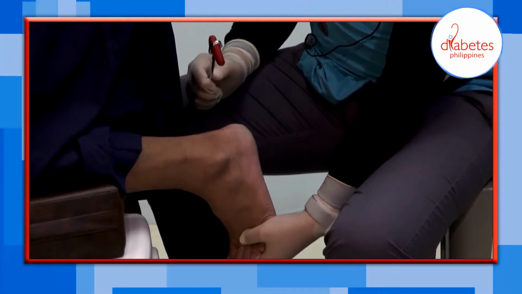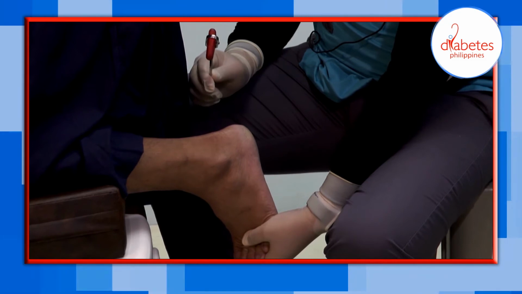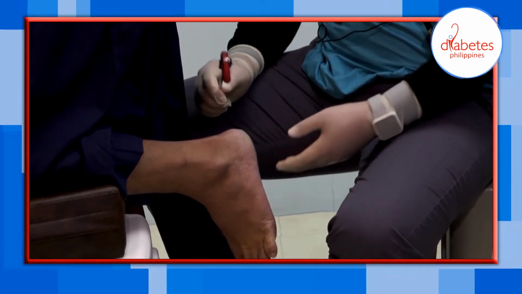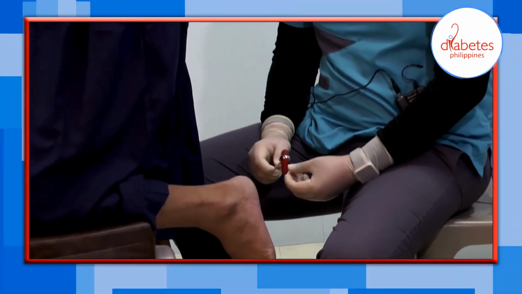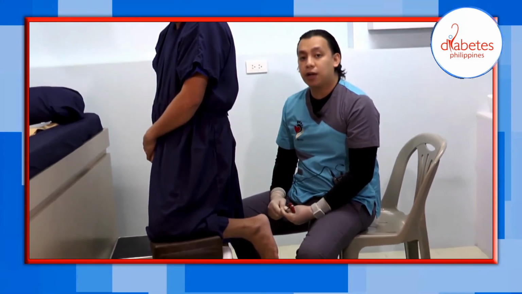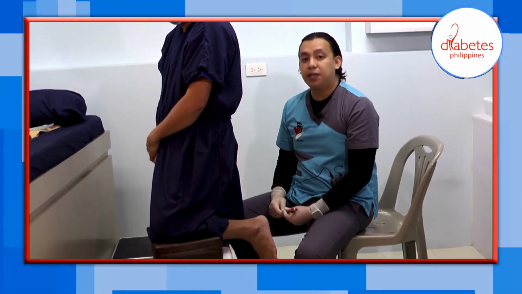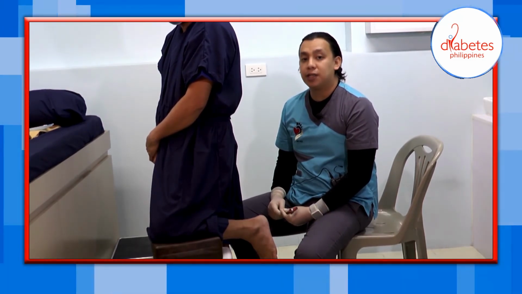Okay, so in this case, the patient has a positive result for the deep tendon reflex. Now, with those three, the monofilament testing, the pinprick sensation, the tuning fork, and the neurological hammer, more or less we can decipher if the patient has loss of protective sensation.